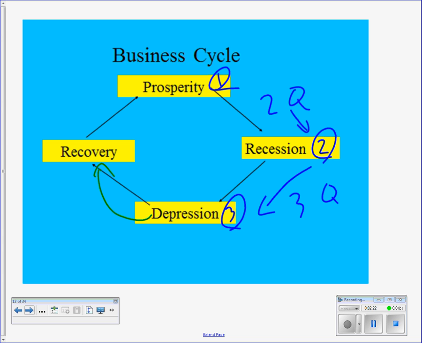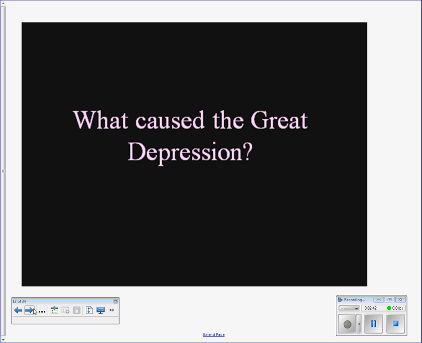And then the 4th stage is recovery, which is when times start to get better, the numbers improve, and we work our way back to prosperity. The goal of pretty much any government is, when we fall to a recession, to get right back to recovery and cut out this whole depression thing. But in this particular case, the Great Depression saw those numbers drop severely.